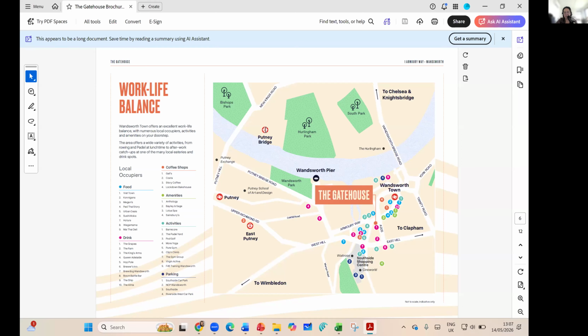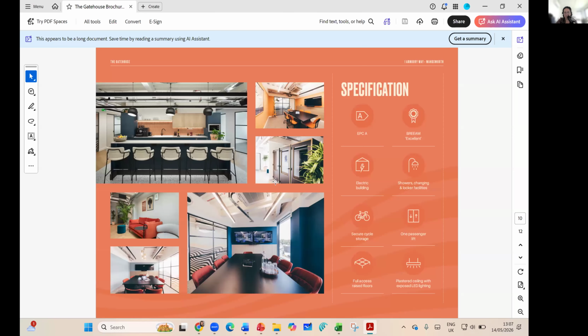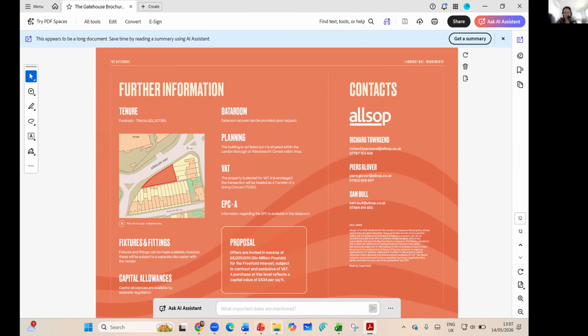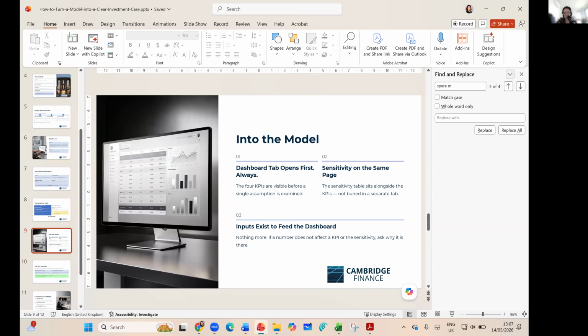And then Putney seems to be around here. We don't know the scale of it, but it's an area that is up and coming. So this is the actual building. And what we're going to do then is say, okay, we need to stress test it. But before we stress test it, let's look at what are the scenarios that we want to stress test.